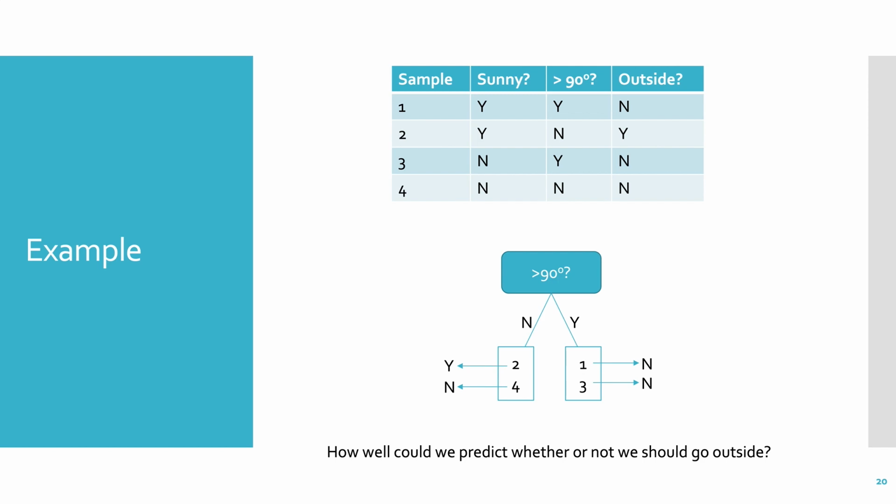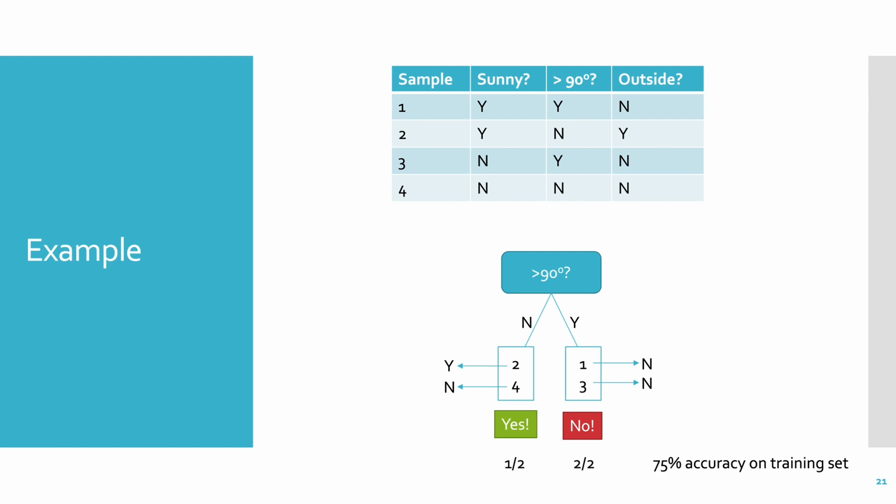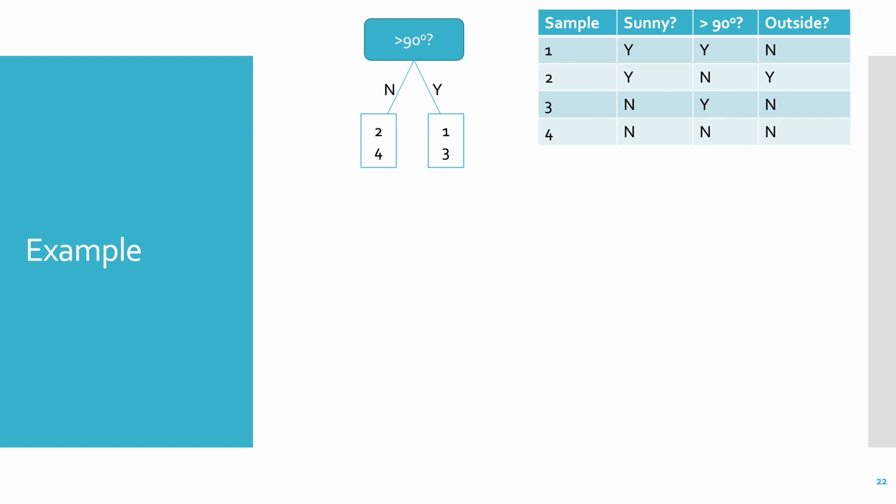How well would we predict going outside on the training data? Turns out we'd be at 75% again if we start with 90 degrees. We have samples 2 and 4 and samples 1 and 3 separated. On the right-hand side, for samples 1 and 3, the labels are both no, so we can just say no and move on. On the left-hand side, we're getting 50% accuracy, so we should ask another question. The only other feature we can ask a question about would be sunny. With sunny, we now only have one sample on each side.